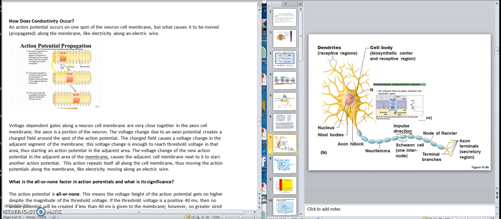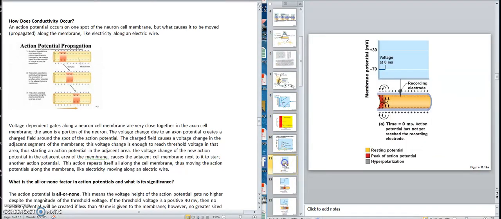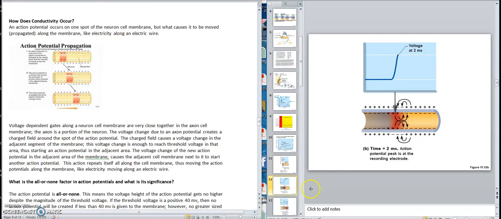Because see, the voltage here, when you kick this up, because remember, this membrane took over everything, then there was a charge field. That charge field is being perceived by the next area. See how this charge field works? So now we start to get that charge, which causes the next area to start another action potential.